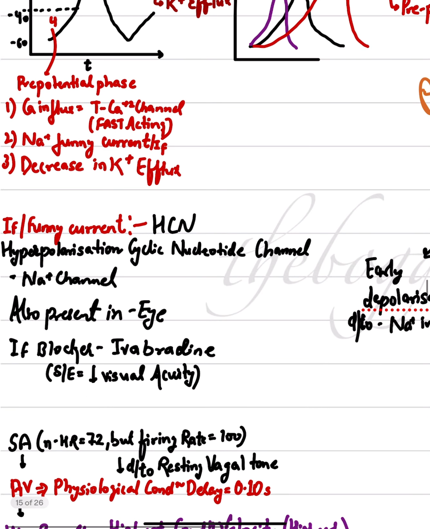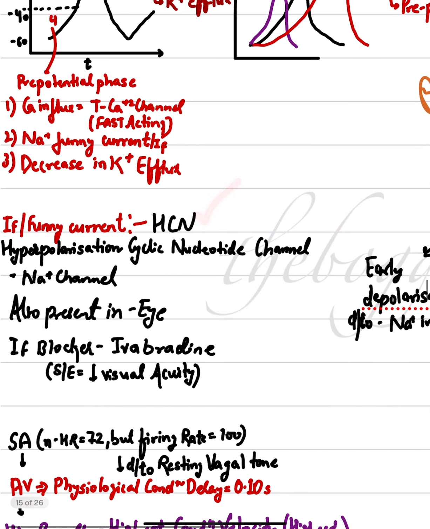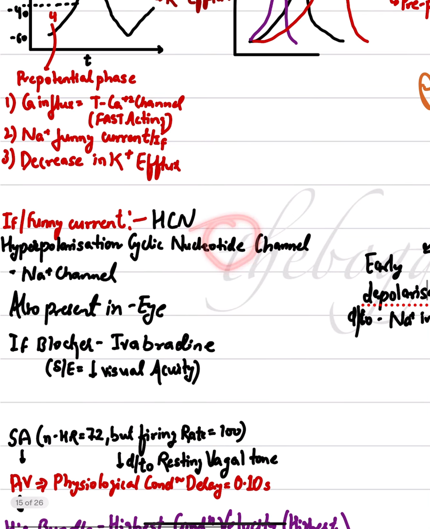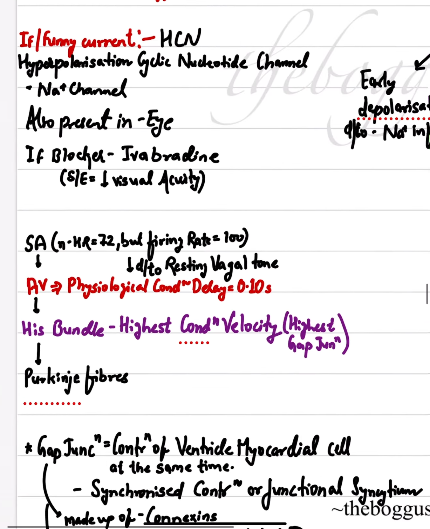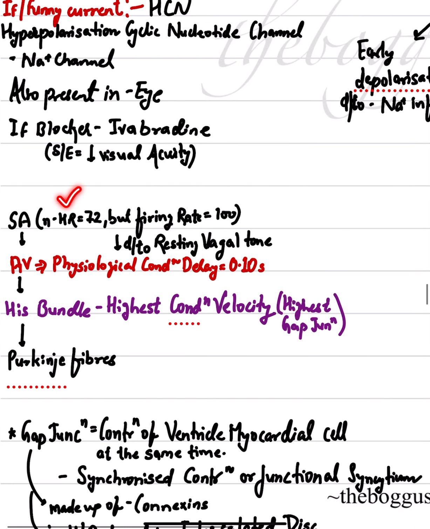What is the sodium influx funny current, or IF channel? It is the HCN channel, also known as the hyperpolarization cyclic nucleotide gated sodium channel. It is also present in the eye. The blocker of the IF channel is known as ivabradine, and the side effect of this drug is decreased visual acuity.